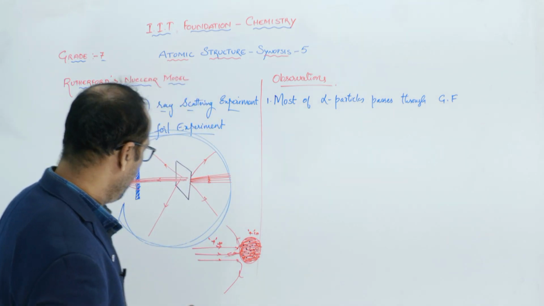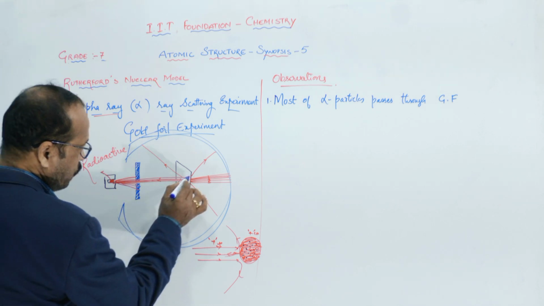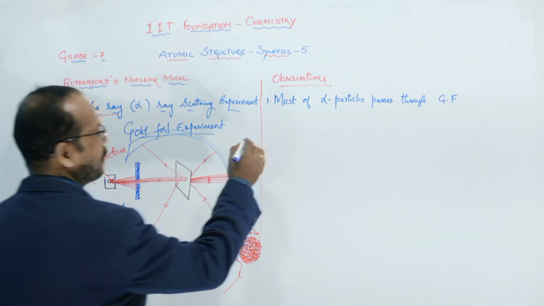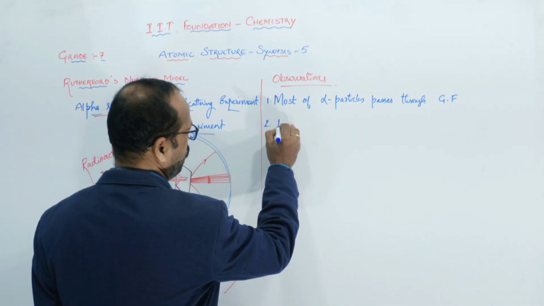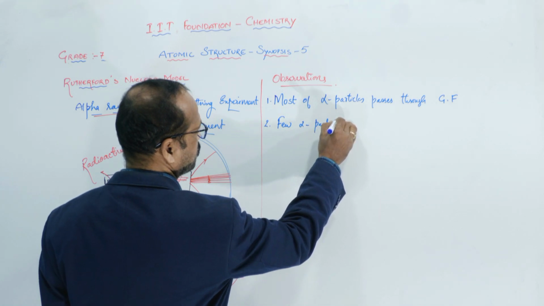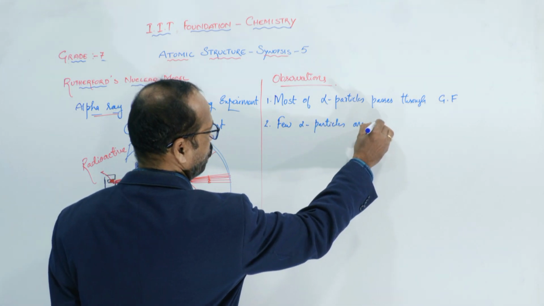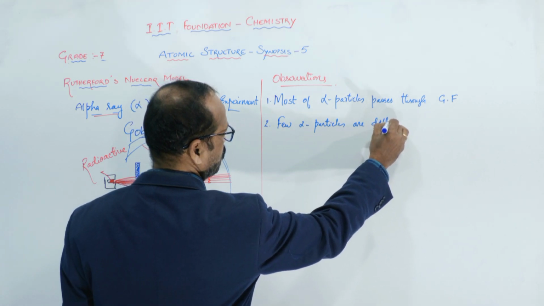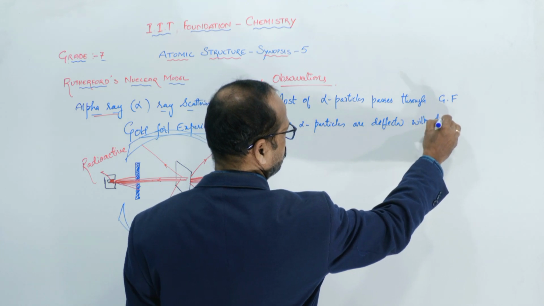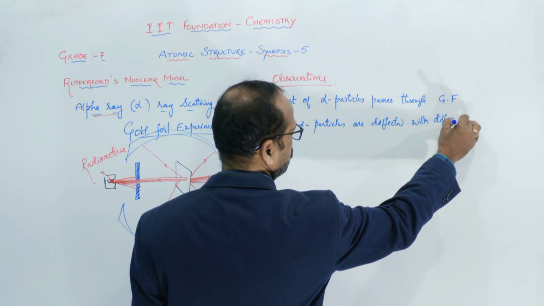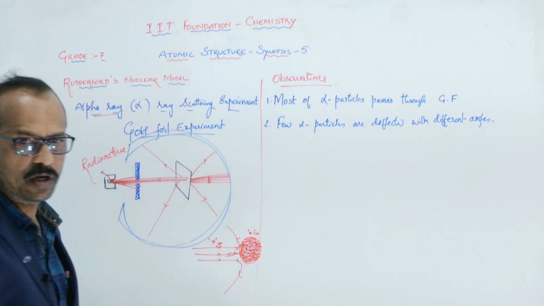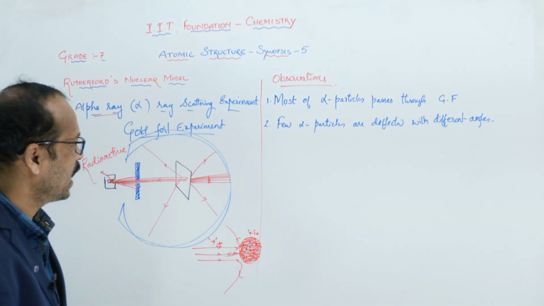That's the first thing. Then what he observed is that a few particles are deflecting. So you observe that a few alpha particles are deflected with different angles.